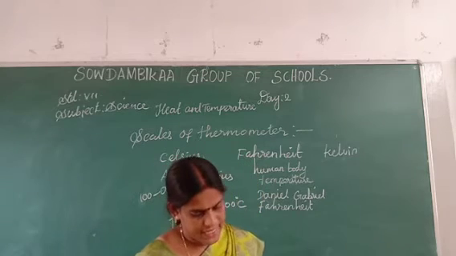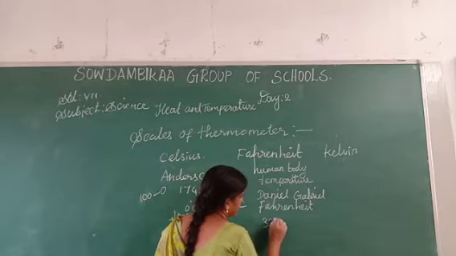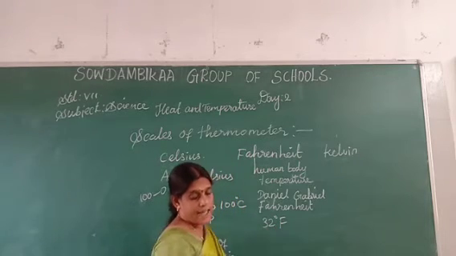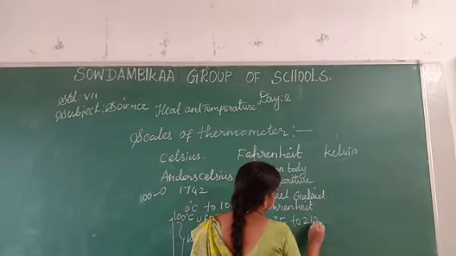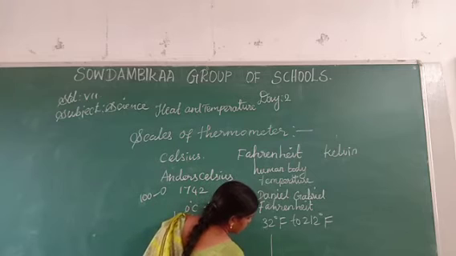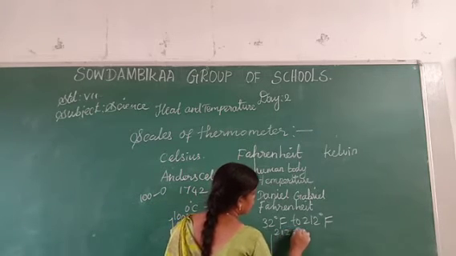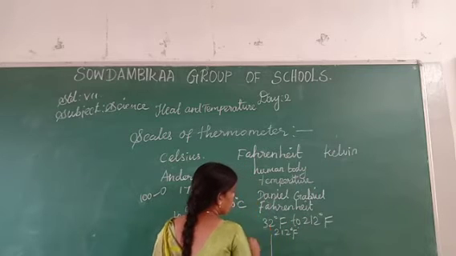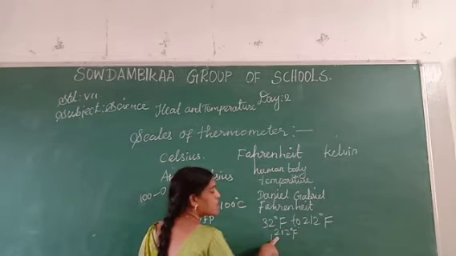Fahrenheit. The freezing point of water is 32 degrees Fahrenheit and the boiling point is 212 degrees Fahrenheit. So the lower limit of this scale is 32 and the upper fixed point is 212. The minimum is 32, the maximum is 212.